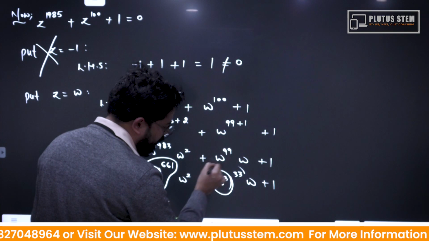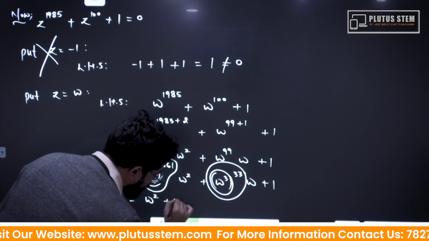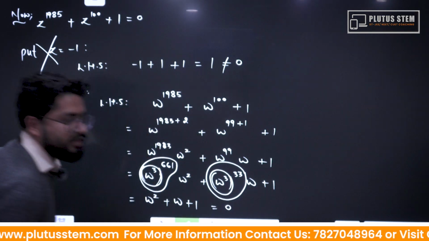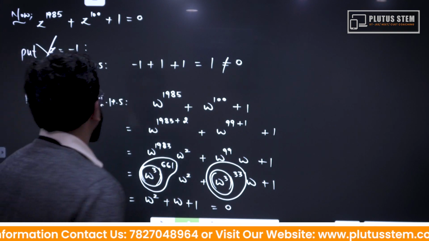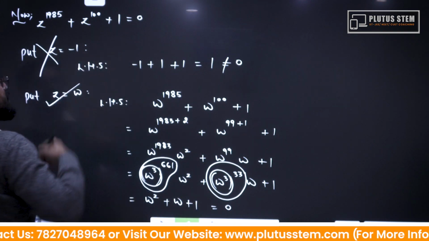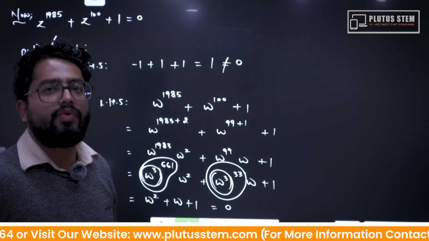Omega cube is again 1, power 33 again 1, plus omega plus 1. And we know omega square plus omega plus 1 is equal to 0. So it means z is equal to omega is a common root for both the equations.